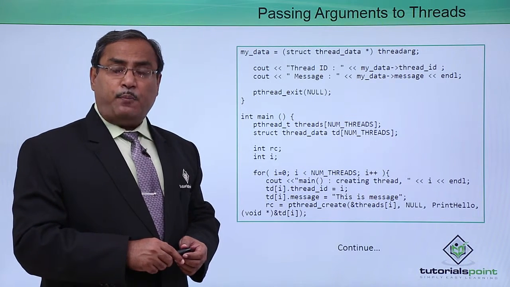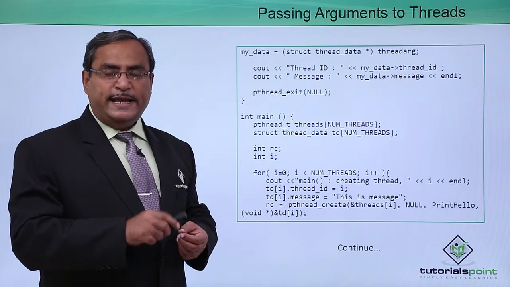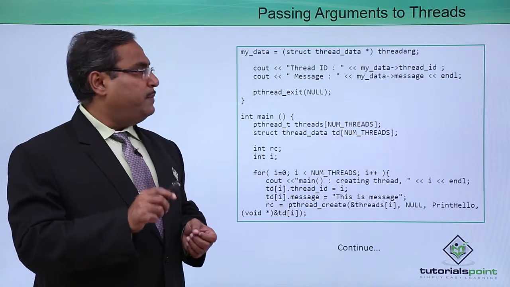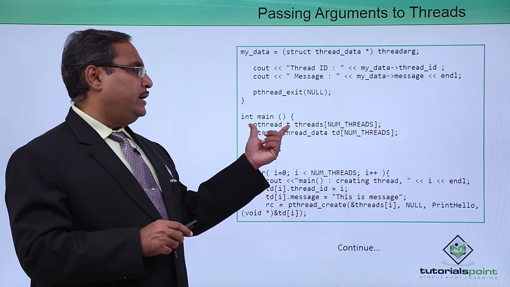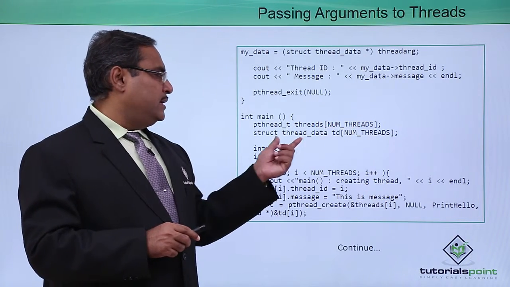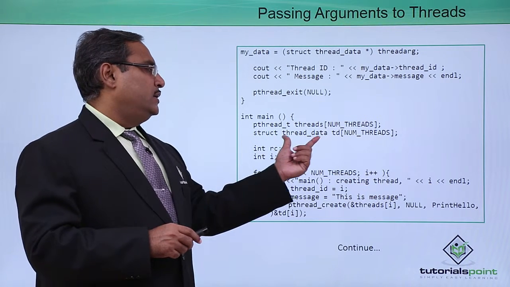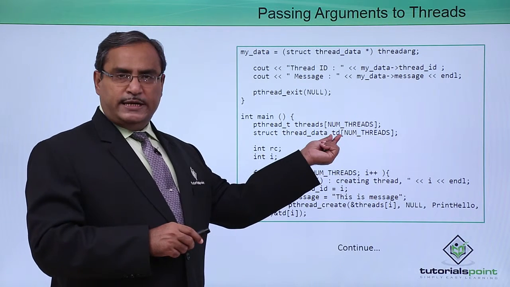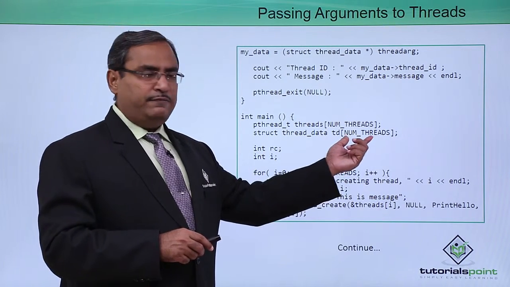As my_data is a pointer structure variable, I cannot write dot, I must use the arrow operator to access its members. So here is the main function. Here we have defined a pthread_t type array with 5 locations, because NUM_THREADS was defined as 5, and struct thread_data td. So td is nothing but a structure type array having 5 locations.